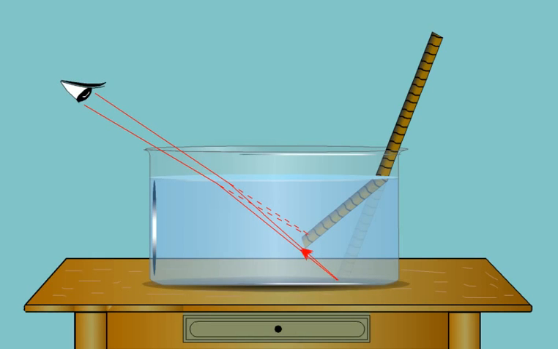Rays of light coming from the various portions of the rod in water refract away from the normal as they emerge from water into the air. Students, each point on the dipped part of the rod therefore has a corresponding image point. The rod therefore appears bent at the surface to our eyes.